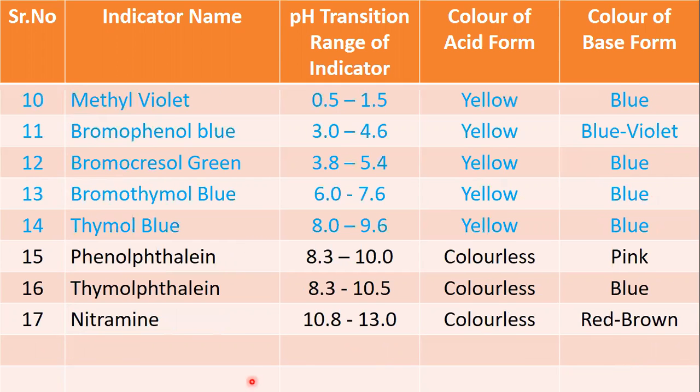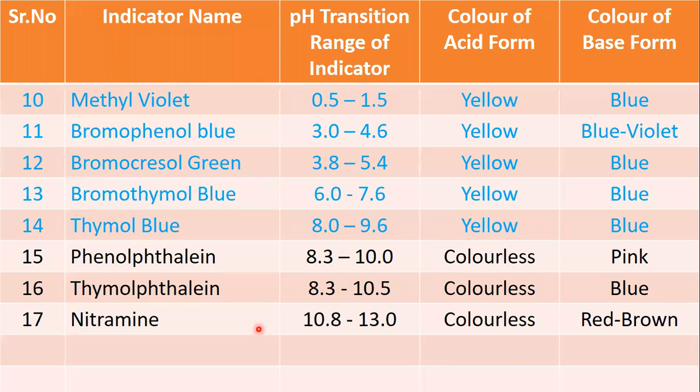So next indicators: methyl violet, bromophenol blue, bromocresol green, bromothymol blue, thymol blue. They have yellow color in acid form and blue color in the base form. Next, phenolphthalein, thymolphthalein, and nitramine.